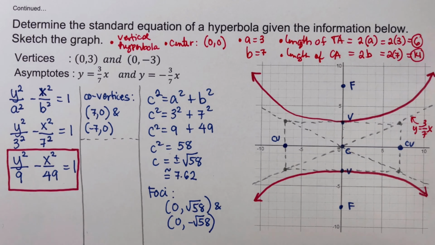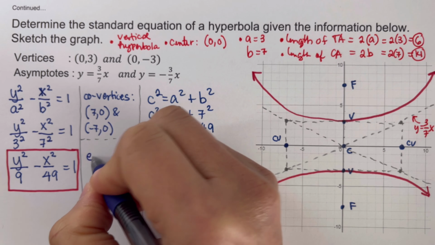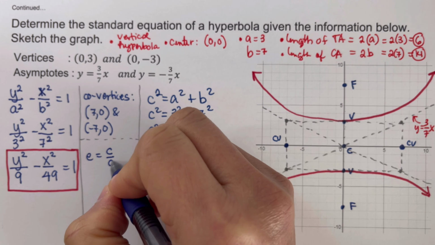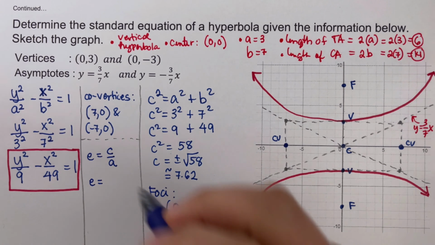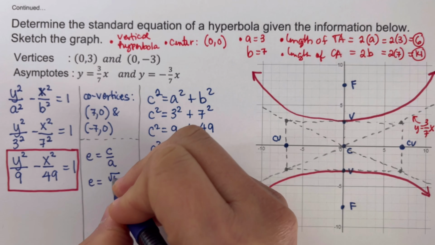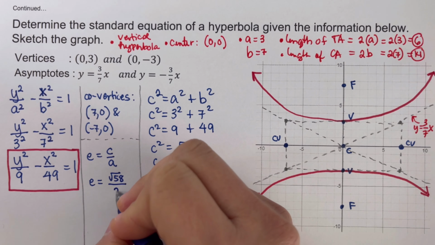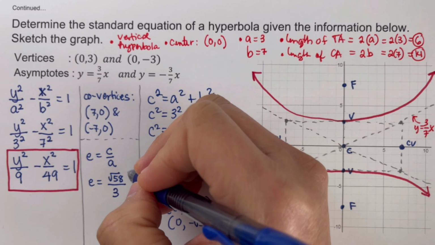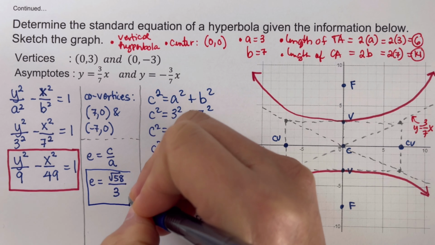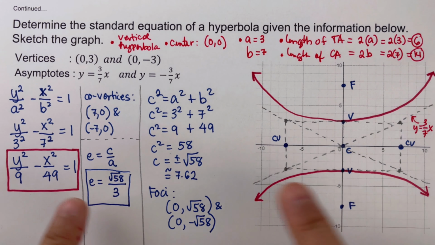Now let's determine the eccentricity of this hyperbola. We remember that eccentricity is C over A. We've got our C, which is square root of 58. So I'm going to write that up here. Square root of 58 over our A, which is 3. So then we go ahead and say that the eccentricity of this hyperbola is square root of 58 over 3. Did you get the same answers as these?